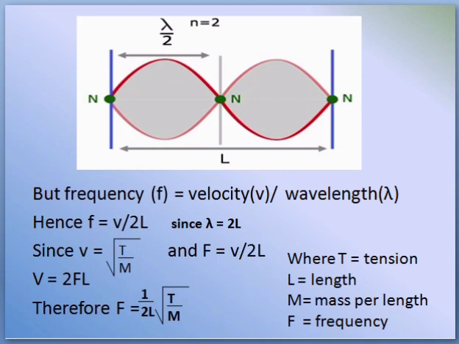By making V the subject of the formula, we have V equal to 2 times frequency times length. We now substitute the value of V into the equation and make F the subject of the formula. At the end of this, we have F equal to 1 over 2L times the square root of T over M, where T is tension, L is length, M is mass per unit length, and F is frequency.